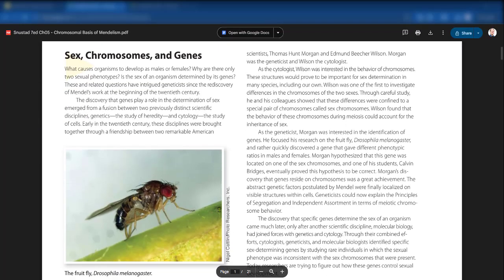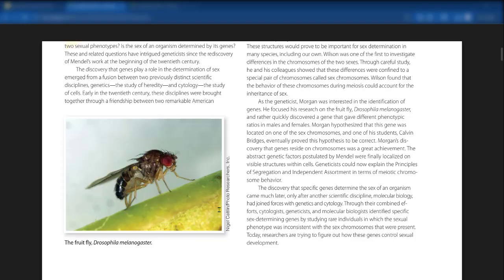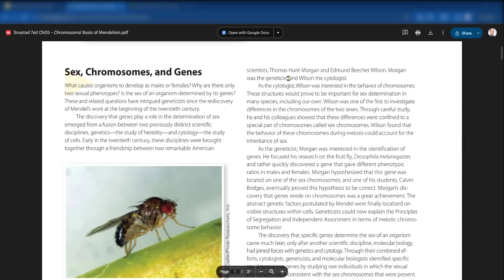This chapter focuses a lot on the fruit fly. You'll see references to a couple of important scientists right here on the first page. We see Thomas Hunt Morgan, who has been called the father of chromosomal genetics in some places. Morgan's lab really was a powerhouse in establishing a lot of the rules we're going to talk about in this chapter.